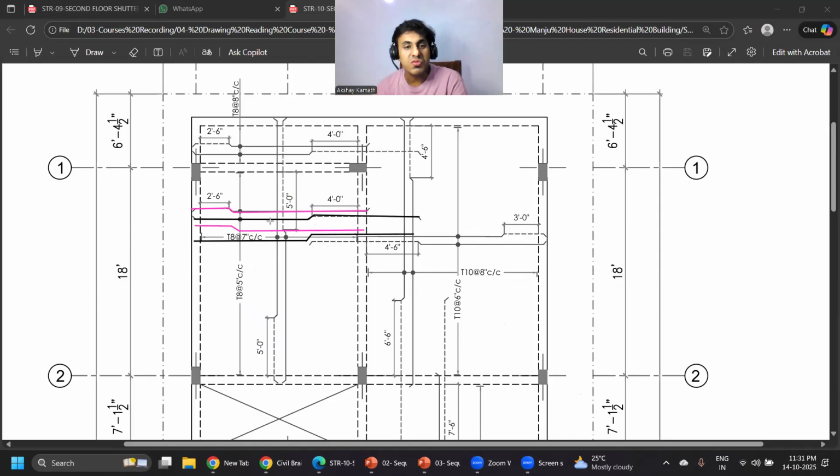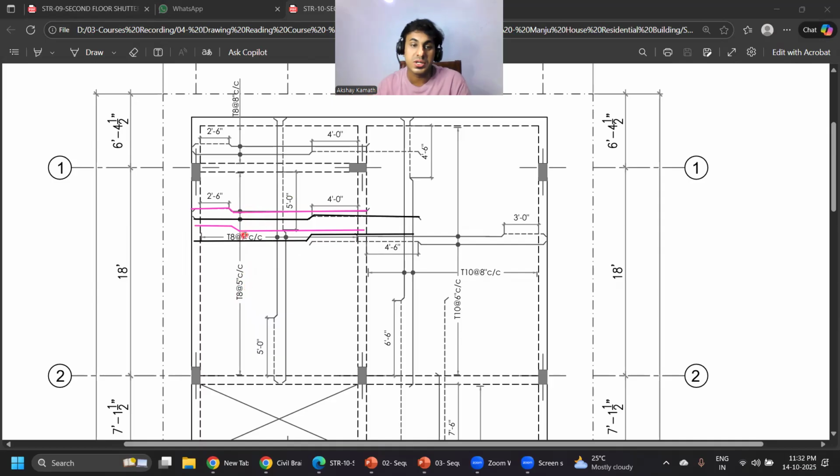Now, what is the diameter of the bar and what is the spacing between these two bars? The diameter is mentioned here. How will you understand? Just observe the drawing here. You can see this particular dot here is mentioning T of 8. That means you're supposed to use an 8 mm diameter bar, and the distance between these two bars is 5 inches center to center spacing. 5 inches is 125 mm. So in this way, you're supposed to keep the bar. So your shorter span is over.